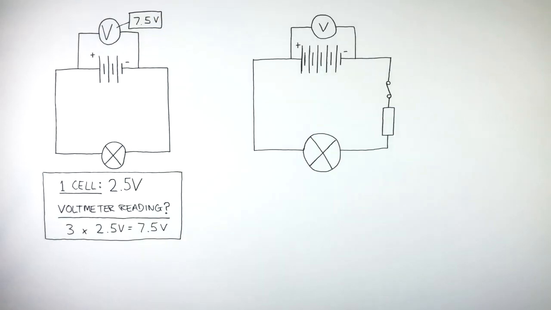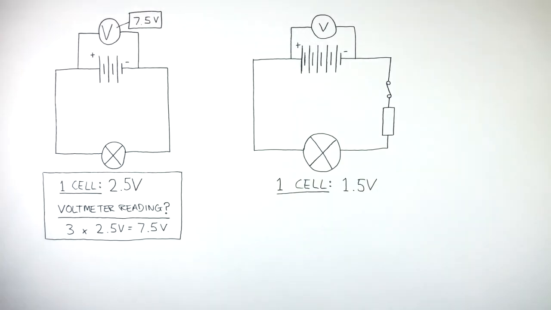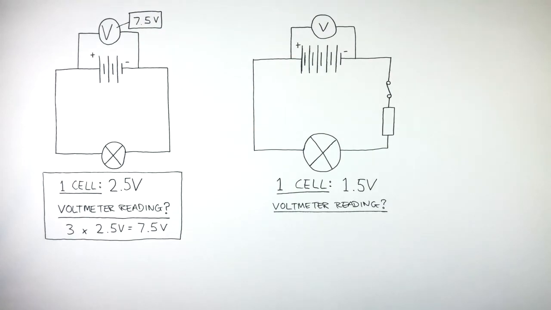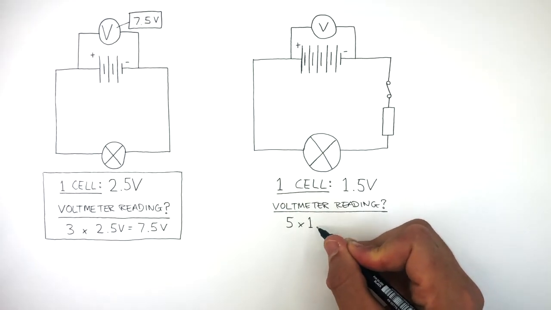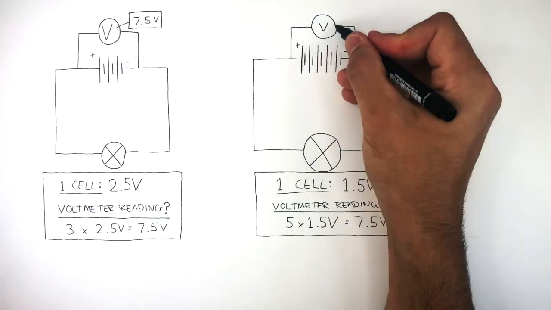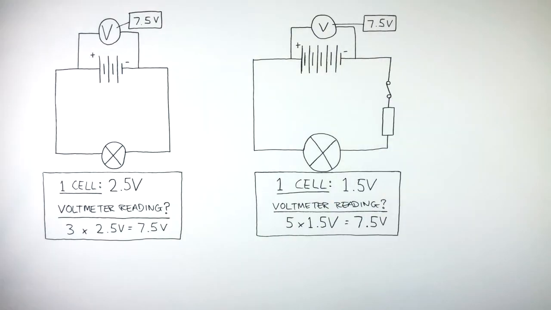Here is another series circuit. We can see a voltmeter is connected across the battery. Each cell has 1.5 volts. It is your job to calculate what is the voltmeter reading. Pause now to figure this out. We can see from the circuit diagram there are 5 cells. So we write 5 times 1.5 volts. This equals 7.5 volts. The voltmeter will read 7.5 volts.